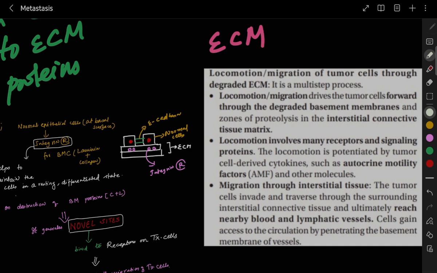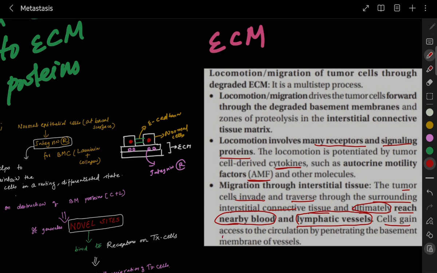And this is a very important line you have to remember: the locomotion involves many receptors and signaling proteins. The locomotion is potentiated by tumor-derived cytokines, like we discussed, autocrine motility factor and many other molecules. Migration through this interstitial tissue, right? What happens there? The tumor cells will invade and traverse the surrounding interstitial connective tissue and ultimately reach the nearby blood or lymphatic vessels.